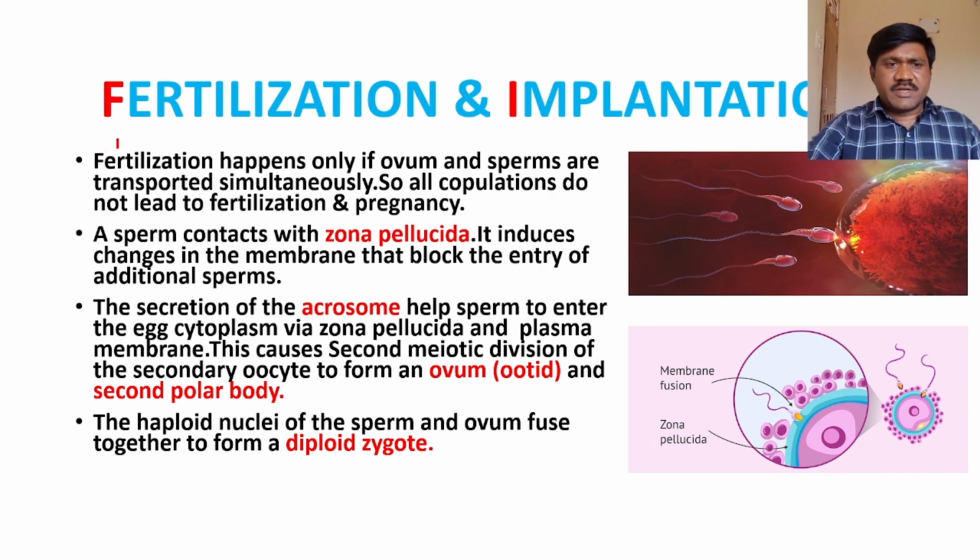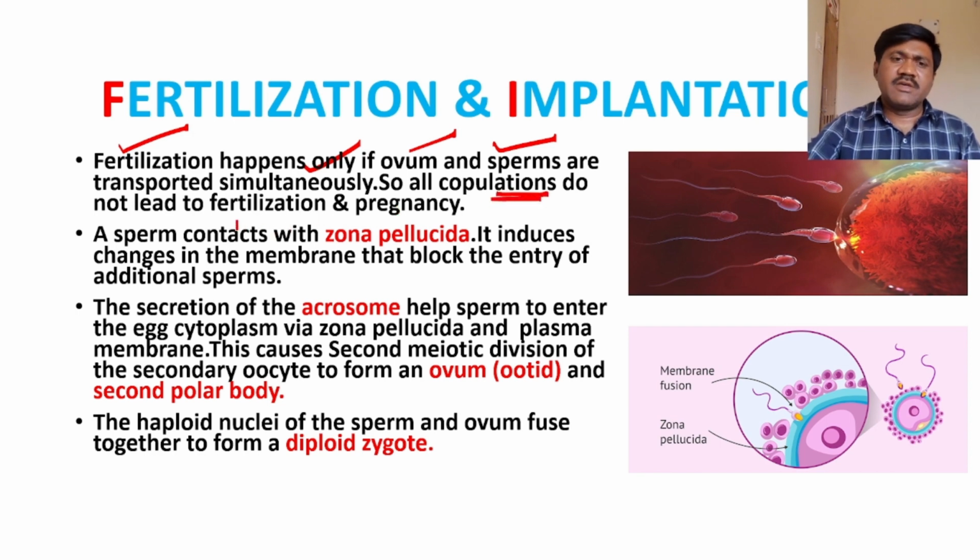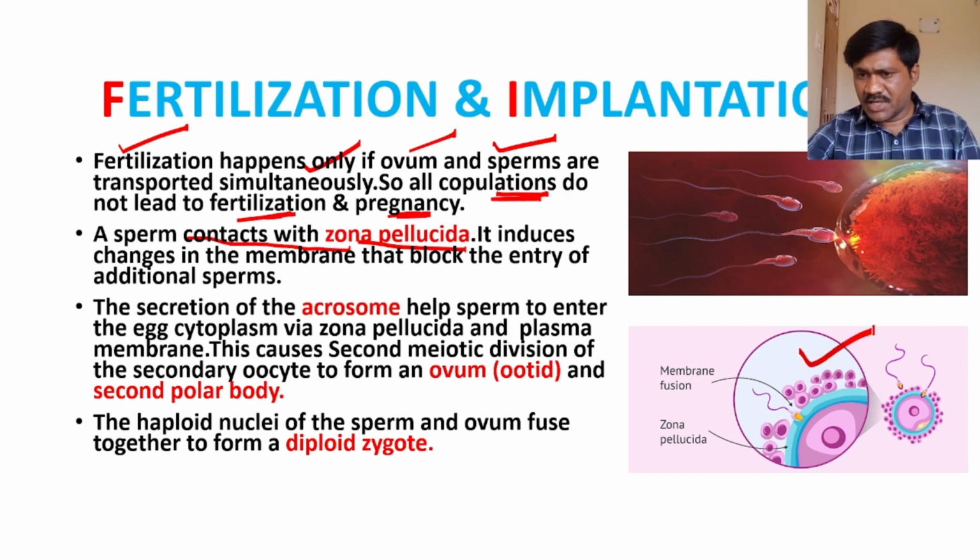Let's see the next slide. Fertilization happens only if the ovum and sperms are transported simultaneously to the ampullary region. All copulations do not lead to fertilization and pregnancy. Whenever a sperm contacts the zona pellucida, look at this diagram.